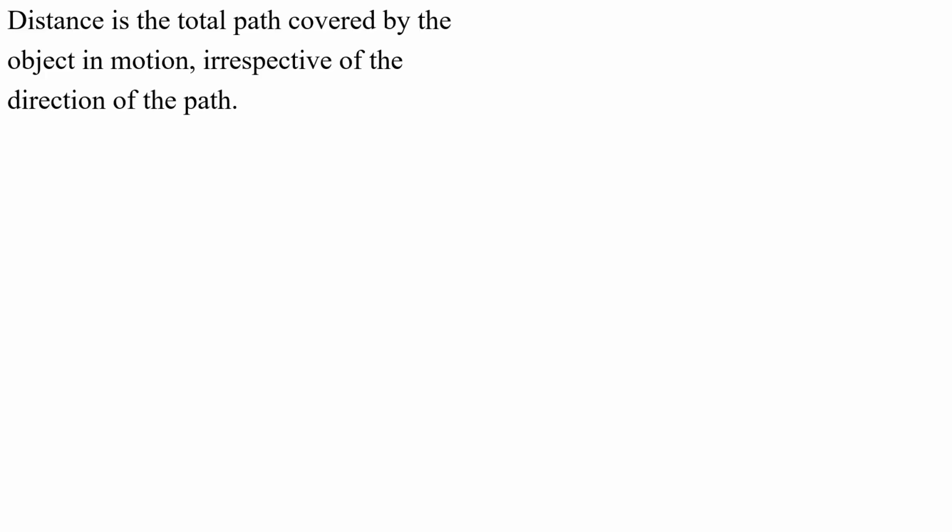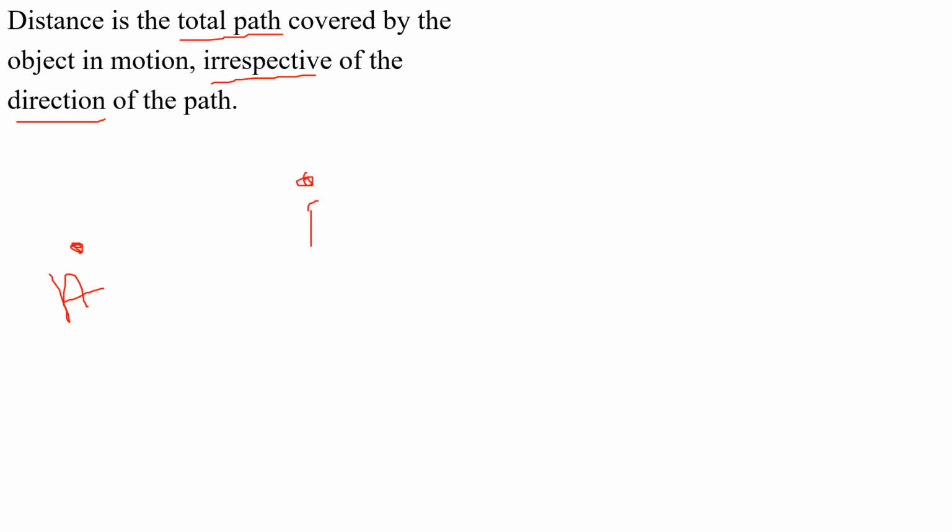Now, I will define distance. How can we define distance? Distance is the path covered by the object in motion irrespective of the direction of path. Here the most important thing, what is the distance? The total path covered by the object in motion irrespective of direction.